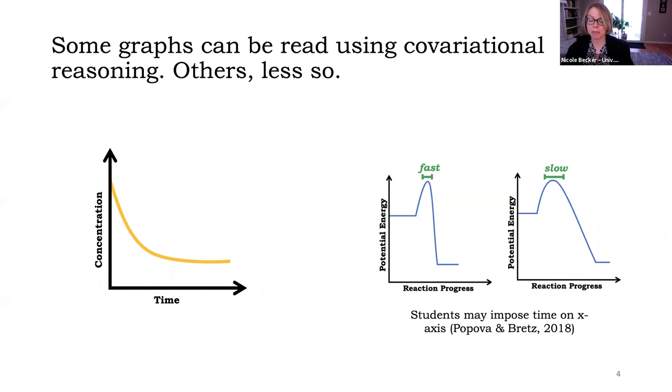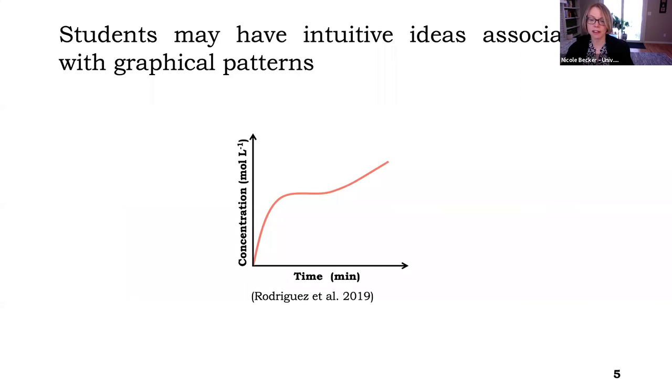As discussed by Popova and Bretz, for instance, students also tend to think about this type of graph by imposing time onto the x-axis and by attending to what experts would consider surface features that have no real meaning, such as the width of a peak or the length of a horizontal line segment.